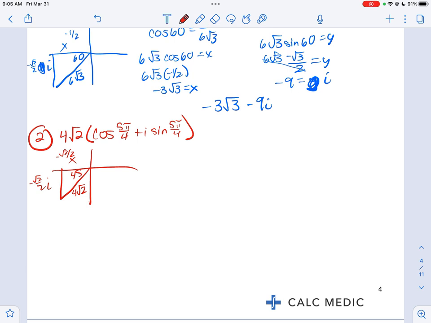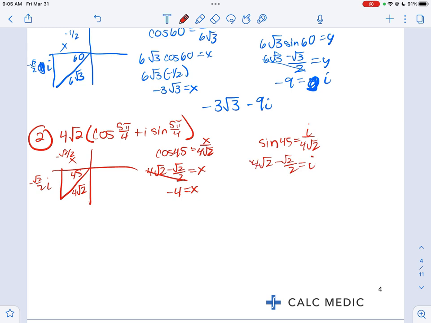So our real part is the cosine of 45, x over 4 root 2. So 4 root 2, and we said that was negative root 2 over 2 in that quadrant. So 2 times 2 is negative 4. So that's our real part. And the imaginary, the sine of 45, i over 4 root 2. So 4 root 2 times negative root 2 over 2 equals our imaginary. 4 divided by 2 is 2. So again, negative 4 is our i. So it would be negative 4 minus 4i.